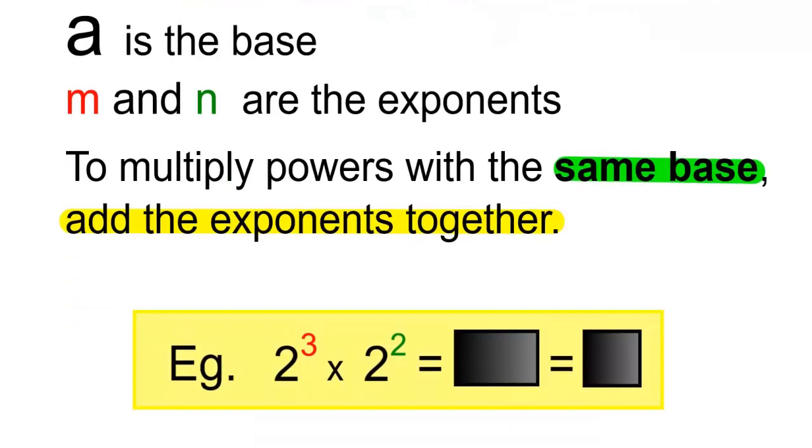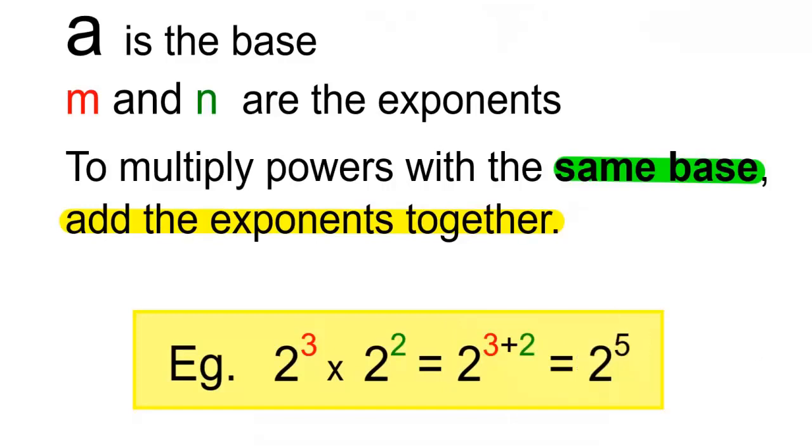For example, 2 to the 3 times 2 to the 2. The bases are both 2, so we can add the exponents together. So we'll add 3 and 2 together. So this can be written as 2 to the 3 plus 2, and 3 plus 2 is 5, so this can be written as 2 to the 5.